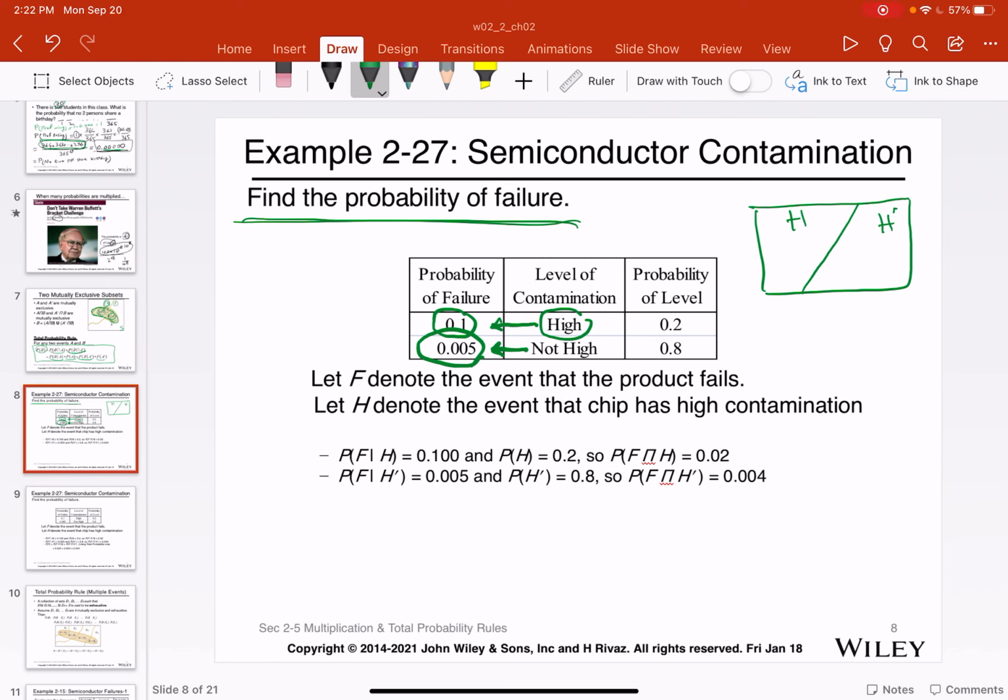So either I have contamination or I don't have contamination. I can't have a product that both has a contamination and doesn't have a contamination, right? And then I'm looking for the probability of failure. I can have a failure if I have high contamination, or I can have failure if I have low contamination. So the first thing I'm going to calculate is the probability of failure given high contamination. Failure given high is already given by the problem, that's 0.1. Failure given not high is 0.005.